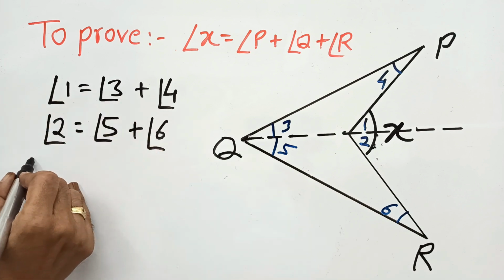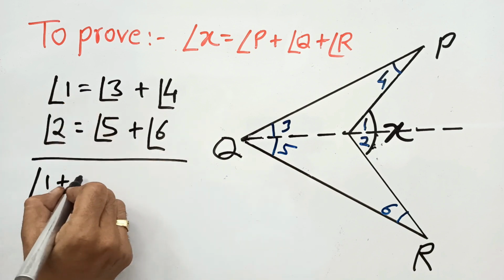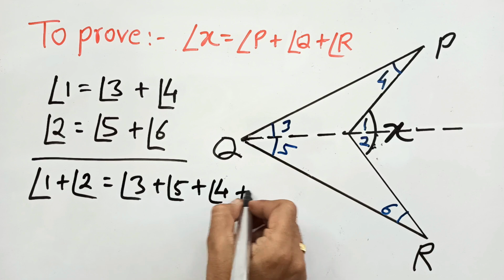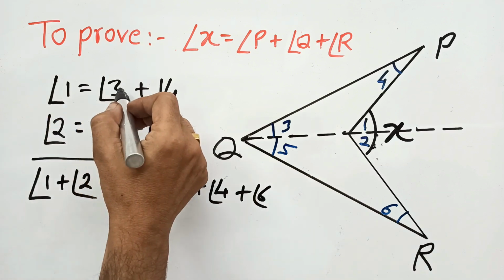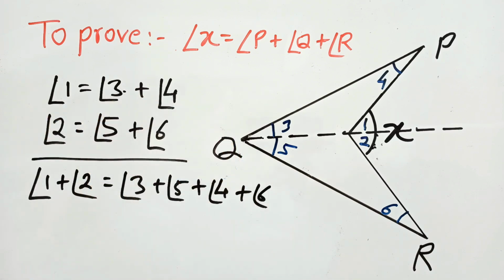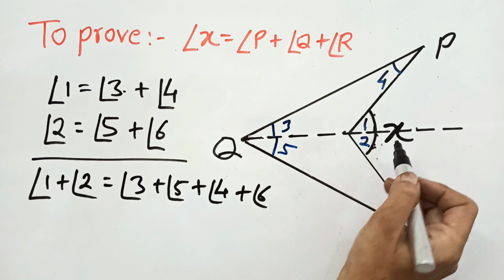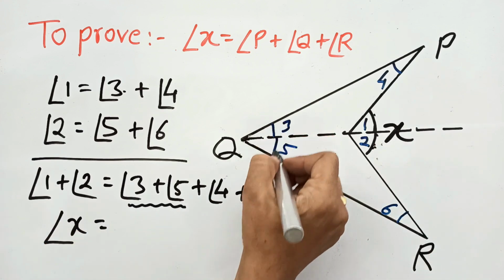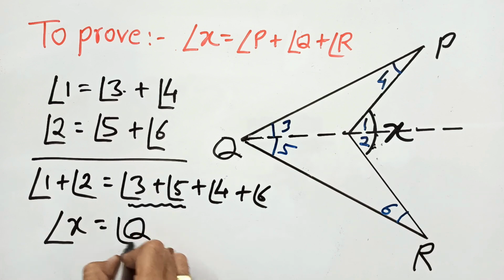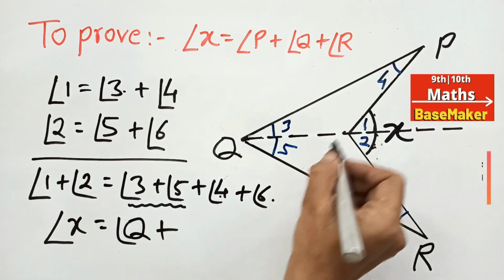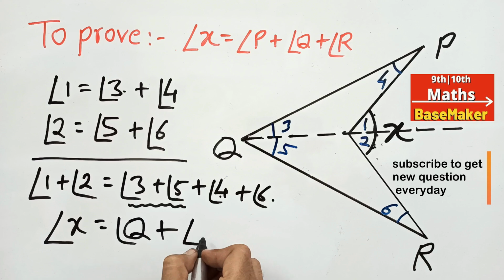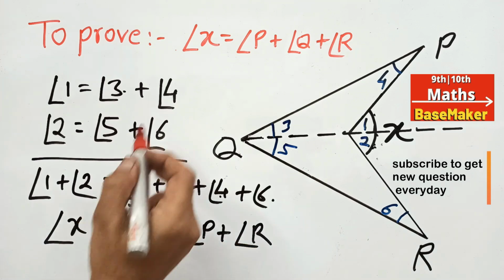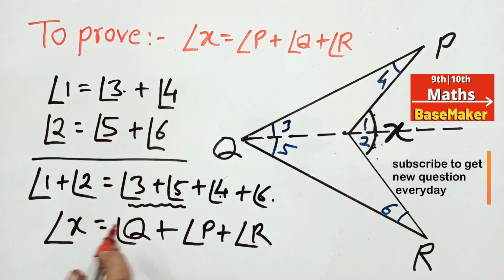Now let us add these two equations. This 1 plus 2 and this 3 plus 5 and 4 plus 6. See, 1 plus 2 means X. 3 plus 5 means angle Q. 4 and 6 means P and R. Hence we proved X is equal to P plus Q plus R.